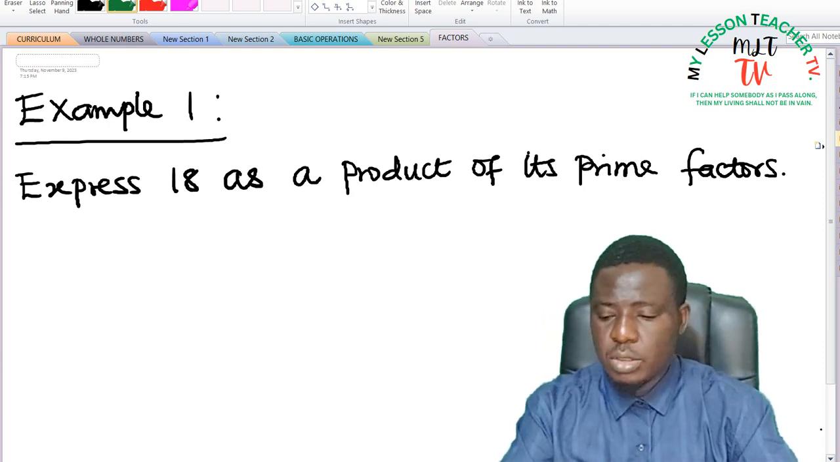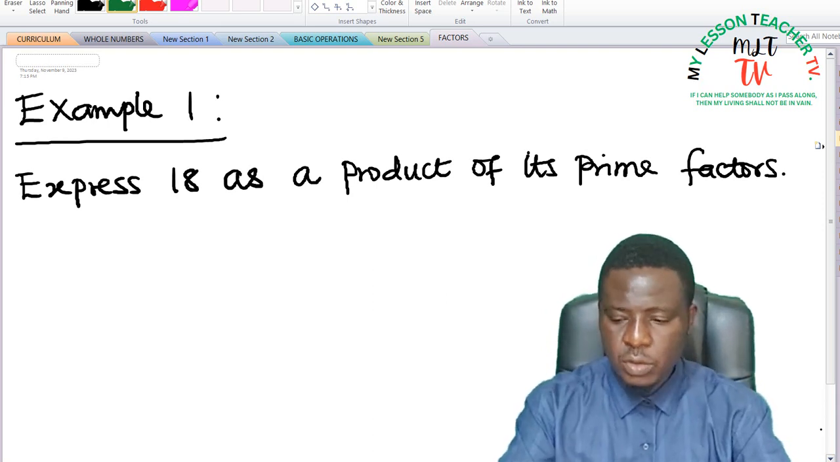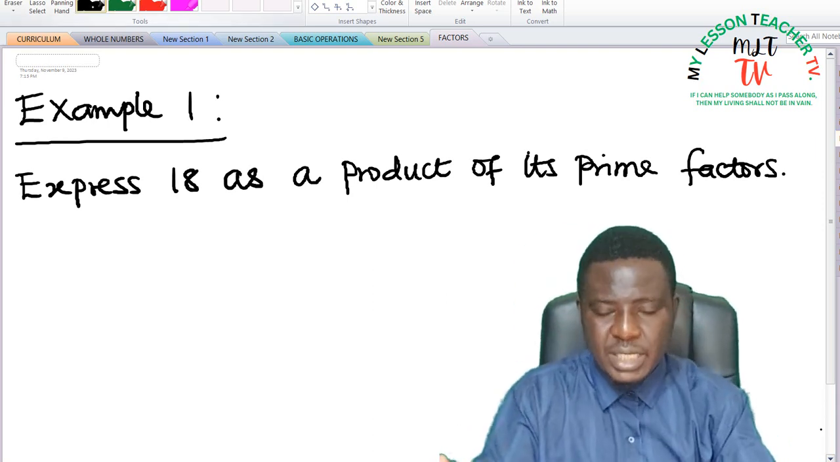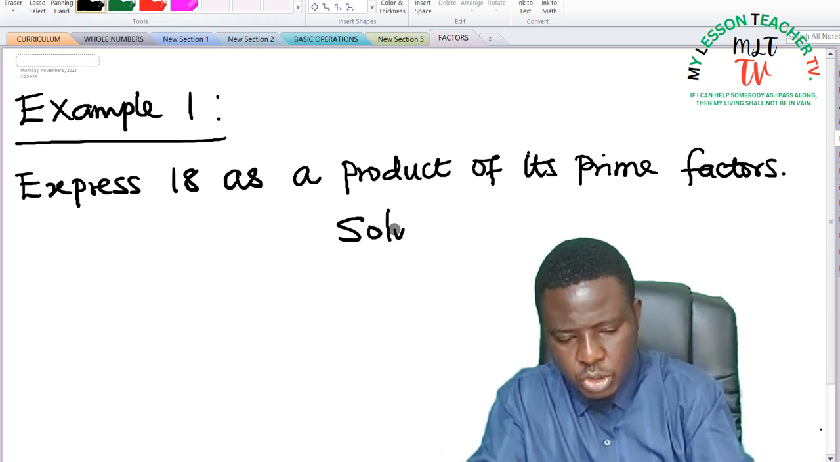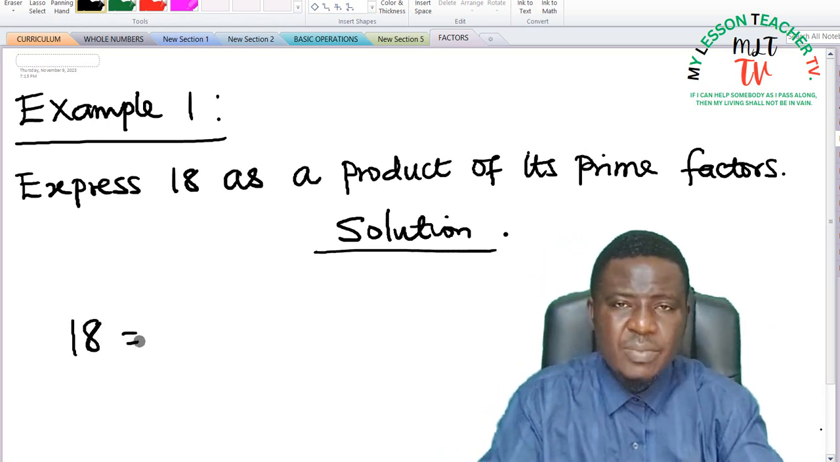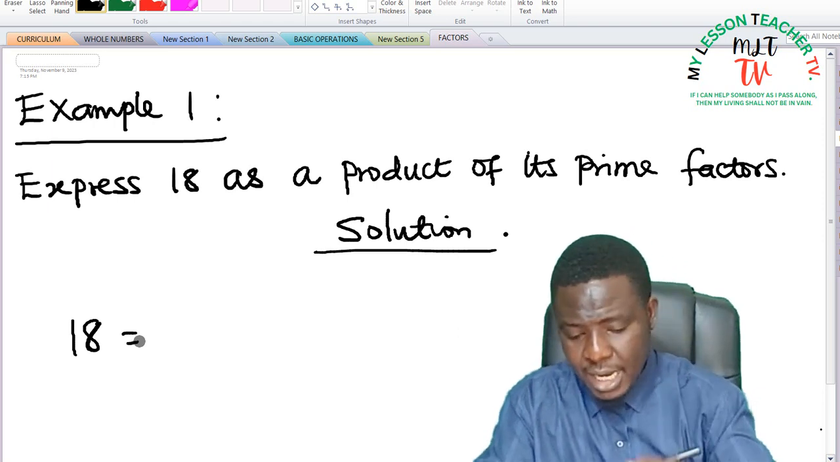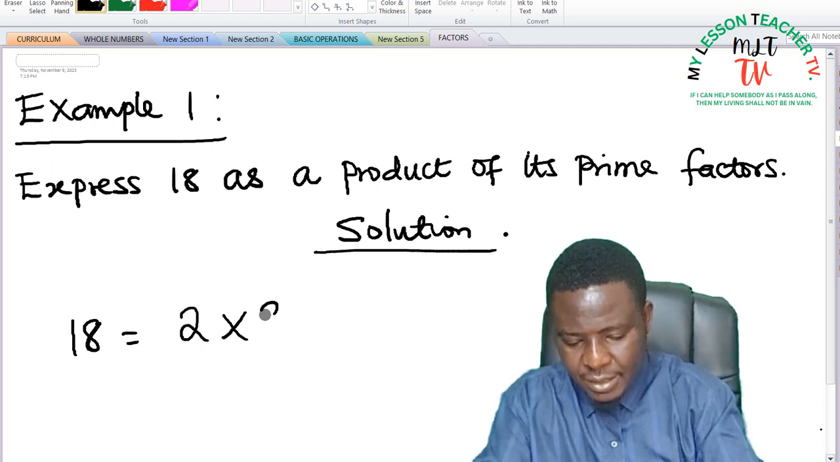So example 1 says we should express 18 as a product of its prime factors. When you're asked to express 18 as a product of its prime factors, you can say that 18 is equal to, divide 18 by the first prime number that you have, which is 2. So that automatically means that 18 can be expressed as 2 times 9.